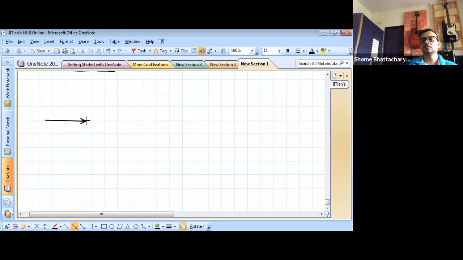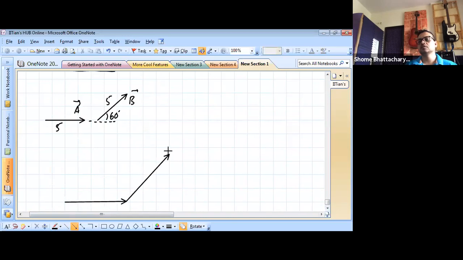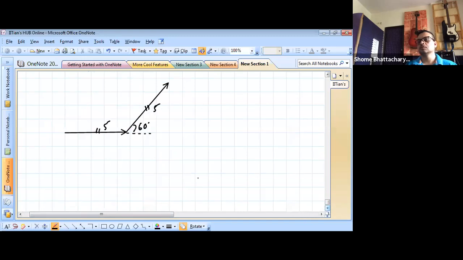So your vectors A and B are basically something like this. The vectors of same magnitude, but such that the angle between them is 60 degrees. So when you draw the triangle for A plus B, you will see that we get this sort of a triangle. This side is equal to this side for the vector sum.